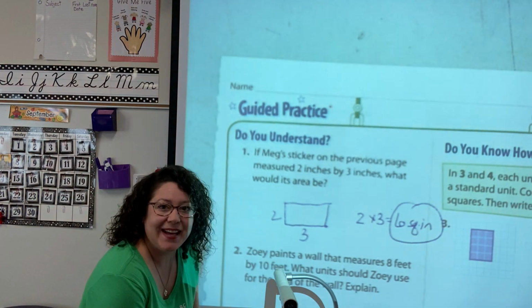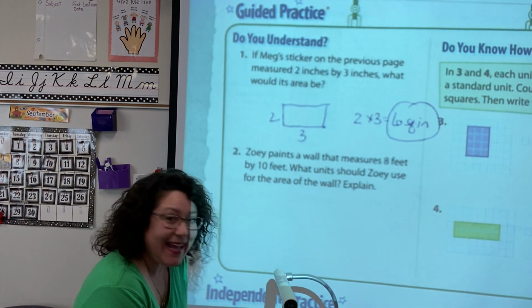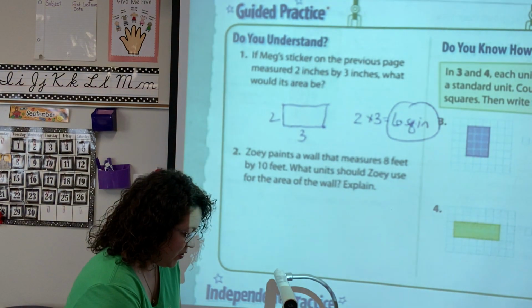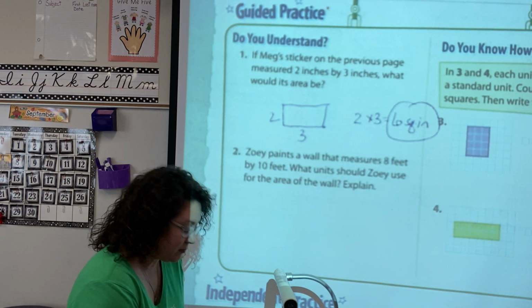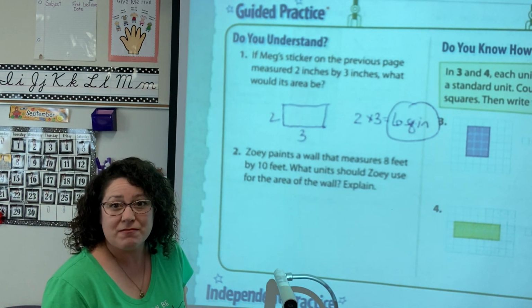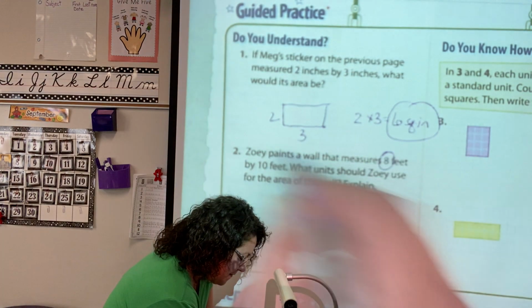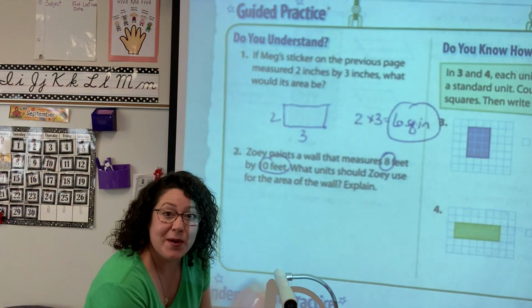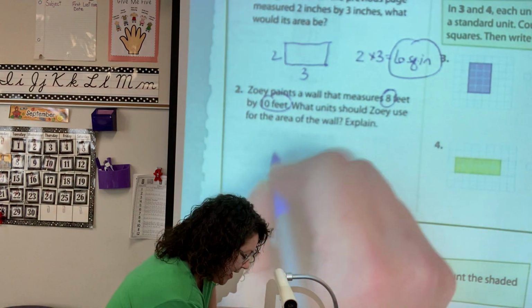All right, let's look at number 2. Zoe paints a wall that measures 8 feet by 10 feet. What units should Zoe use for the area of the wall? Well, it's measuring by what? Feet, inches, meters, centimeters. It's measuring by feet, 8 feet by 10 feet, so it would be measured in square feet. So let's figure that out.